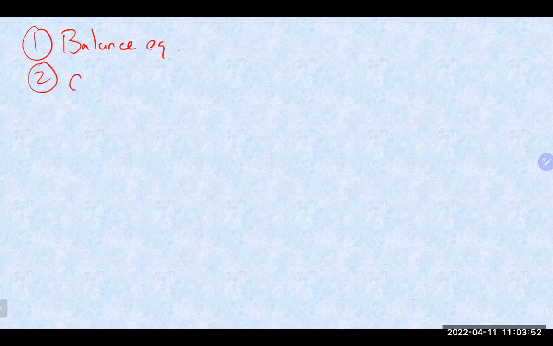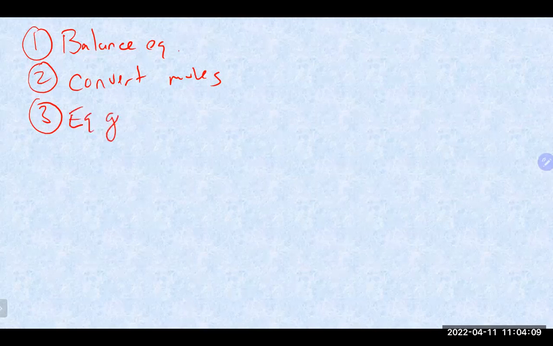You want to always convert whatever they give you to moles. And then the third step really is the stoichiometry part. You go to the balanced equation. We use those coefficients as mole-to-mole relationships, and you go to the equation and get the mole-to-mole relationship that you're looking for.